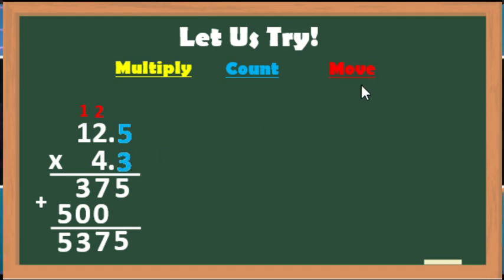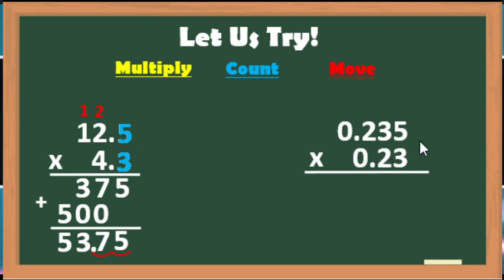Next is move. Move the decimal point from right to left based on the given number of decimal places in our factors. So, here is the decimal point. Let us move twice to the left. We have 1, 2. Then, write the decimal point between the digits 3 and 7. So, our answer is 53 and 75 hundredths. Let us have another one.